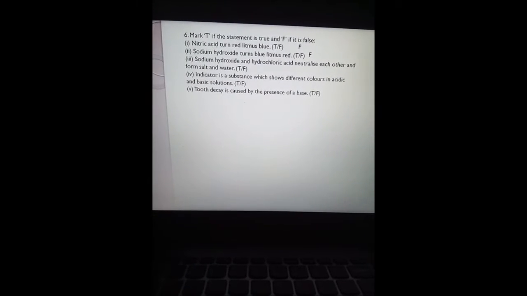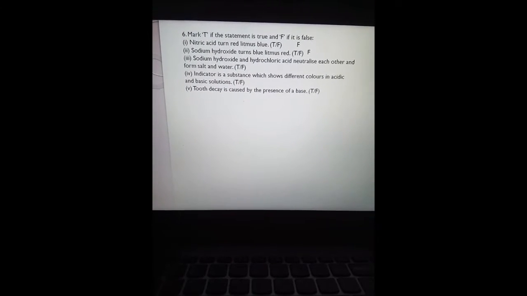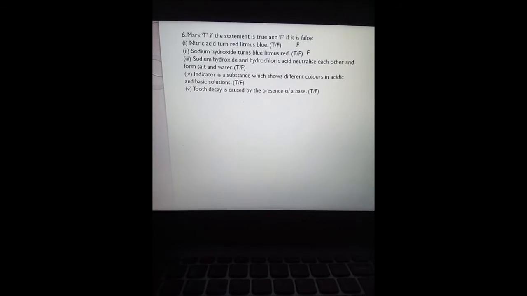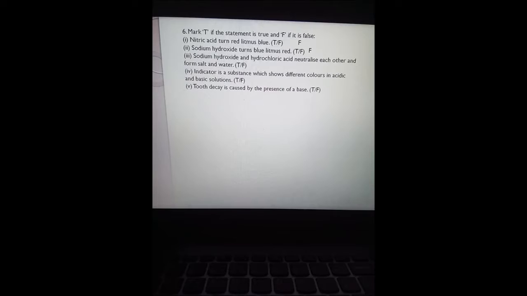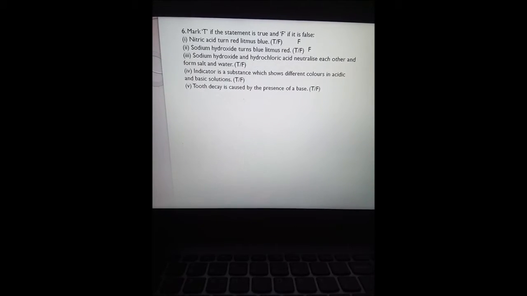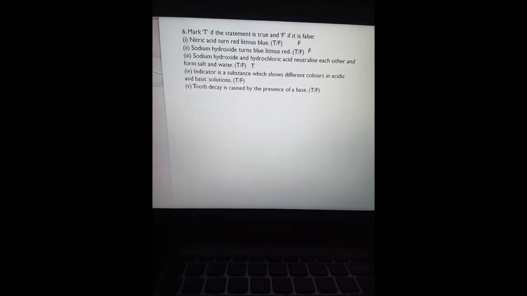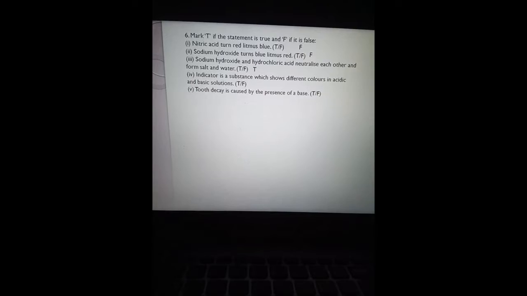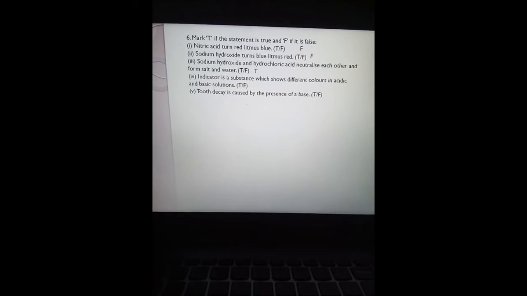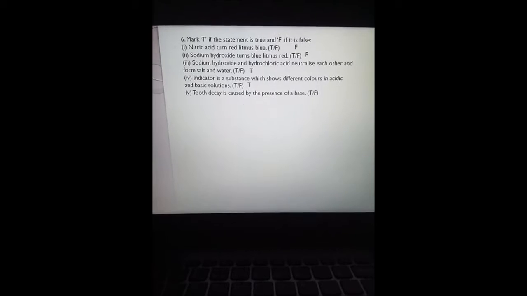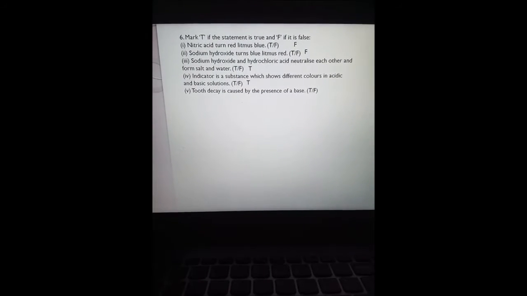Third is sodium hydroxide and hydrochloric acid neutralize each other and form salt and water. This is true. Sodium hydroxide is a base and when mixed with hydrochloric acid, it will lead to formation of salt and water. We have seen this in the previous questions, so it is true. Indicator is a substance which shows different color in acidic and basic solution. True again. In case of litmus, we have seen that because litmus is a natural indicator, it changes its color in case of an acidic or basic solution.